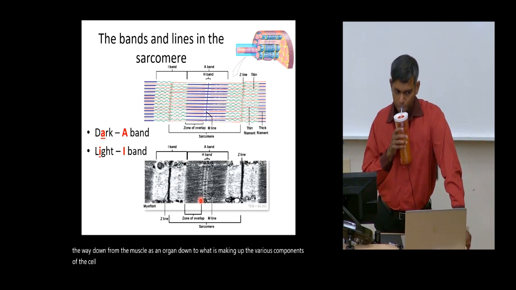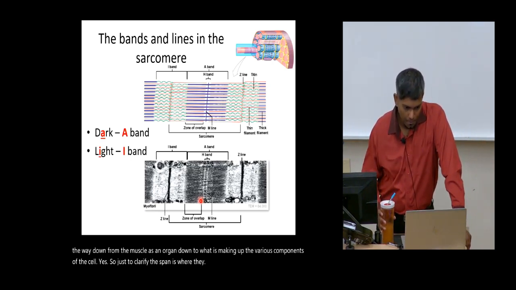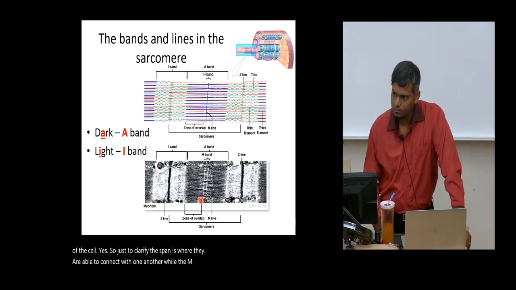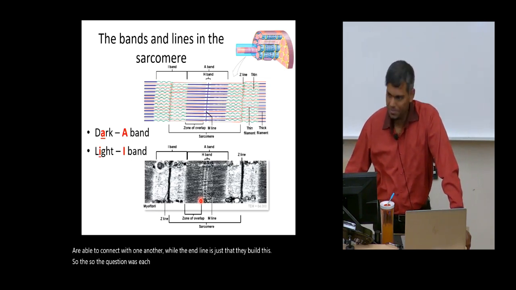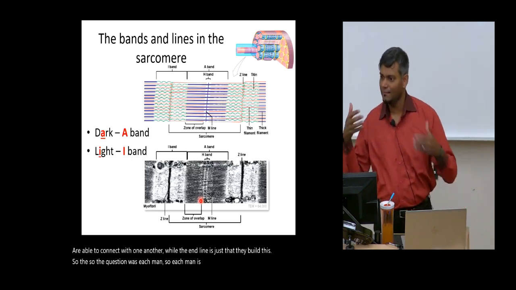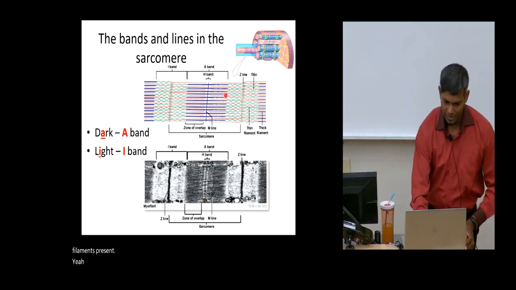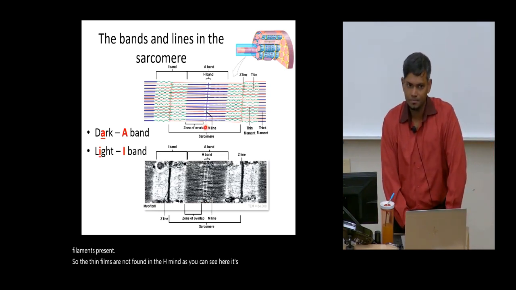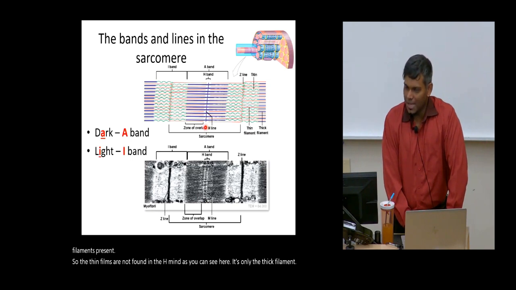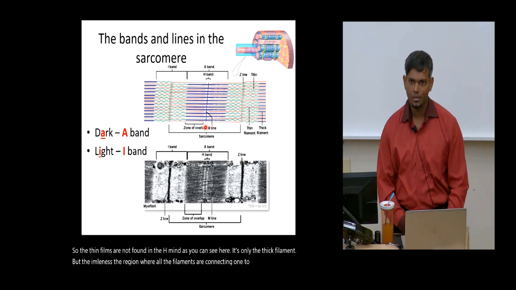So just to clarify, the H band is where the thin and thick filaments are able to connect with one another, while the M line is just the thick filaments connected together. Yeah, so the question about the H band. The H band is where you don't have any thin filaments present. Yeah. So the thin filaments are not found in the H band, as you can see here. It's only the thick filament. But the M line is the region where all the thick filaments are connecting one to another. Right. So now let's move on.